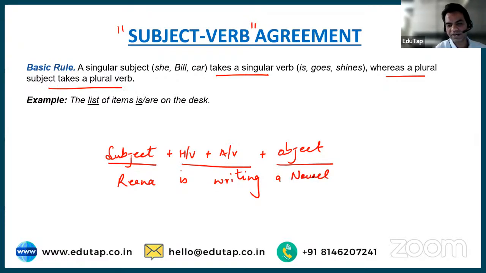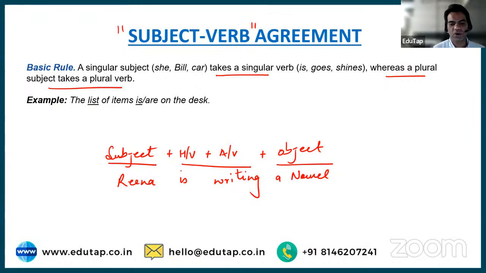Now, guys, once you understand this, before we move further, I would like to discuss with you what a subject is, what helping verbs are, what action verbs are, and what objects are. Unless you understand the basics of your grammar, it would be impossible for you to brush up on your grammar at this point of time. So guys, what is a subject? We have been taught since we were kids that the subject is the doer of the action, right?